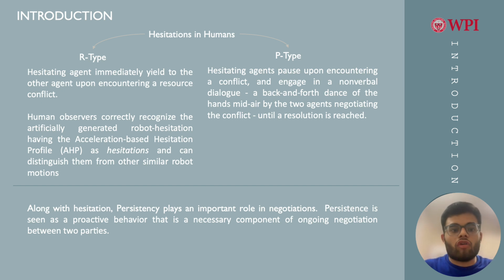Whereas the P-type conflict involves engaging in a non-verbal dialogue, that is a back and forth dance of hands midair by the two agents negotiating the conflict until a resolution is reached. Along with hesitation, persistency also plays an important role in negotiation, which will also be covered deeply in this paper. Persistence is seen as a proactive behavior that is a necessary component of ongoing negotiation between the two parties, which can be either human-human or human-robot.